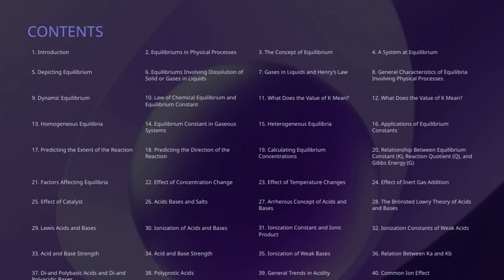Further, we cover homogeneous equilibria, where all species are in the same phase, and contrast that with heterogeneous systems involving different phases. We also introduce the concept of dynamic equilibrium, emphasizing that even though reactions appear static, they are actually ongoing at the molecular level. Lastly, we learn how to depict these equilibria clearly, whether through equations or diagrams, making complex processes easier to visualize and understand. All these points build a comprehensive foundation for understanding chemical equilibrium and its vital role in chemistry.